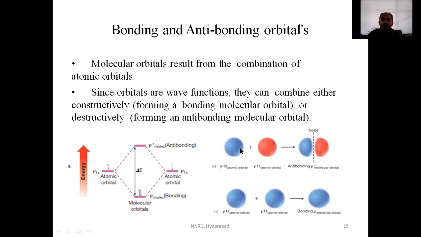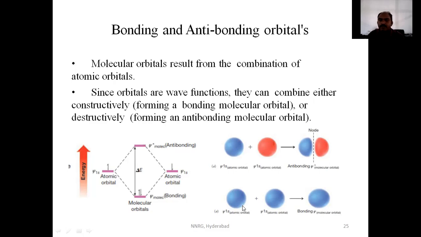But when a 1s orbital of blue color is combining with the 1s orbital of red color, there is a repulsion between these two phases. When there is a repulsion between these two phases, there is no formation of bond. Instead, there is a formation of a node. What is this node? A node is a space where there is no electron cloud. Electron cloud is not present here.